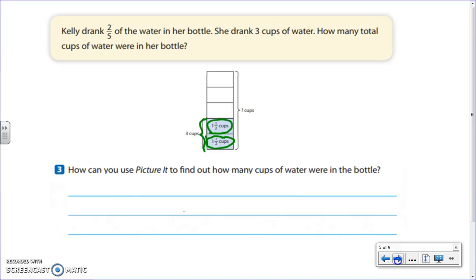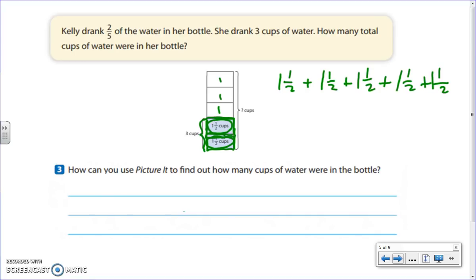So obviously 1/5 is half of 2/5. So half of 3 cups would be 1.5 cups. If each fifth was 1.5 cups, it would make sense that 2/5 would be 3 cups, because half of 3 is 1.5. So if each fifth piece is 1.5 cups, I could add up 1 1/2 plus 1 1/2 plus another one, plus 1 1/2 plus 1 1/2 plus 1 1/2 to figure out how many cups the bottle actually holds altogether. And so there's a lot of different questions we can answer with this.